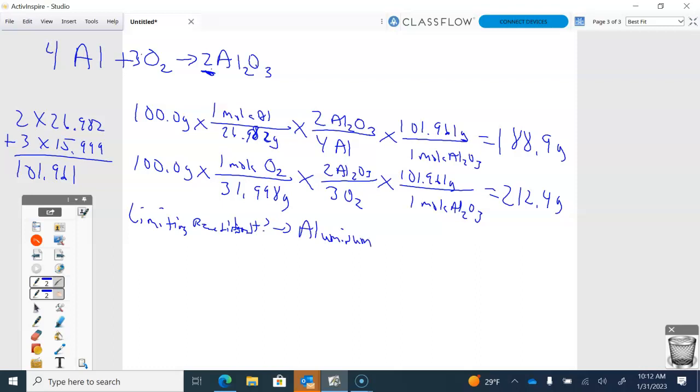Should just write an Al if we're too lazy to write all that out. As chemists, we shouldn't have to do that.